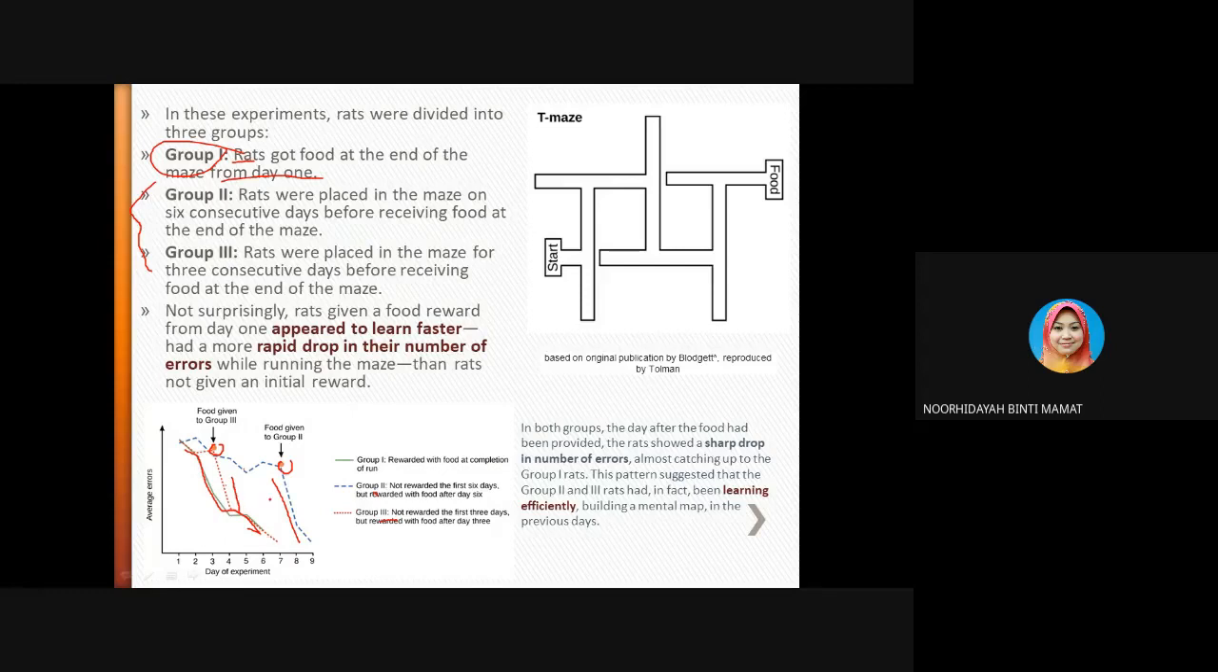So this pattern suggested that the group 2 and group 3 rats had in fact been learning efficiently, building a mental map in their previous days. Okay, they are familiar first with the maze, without having any reward.